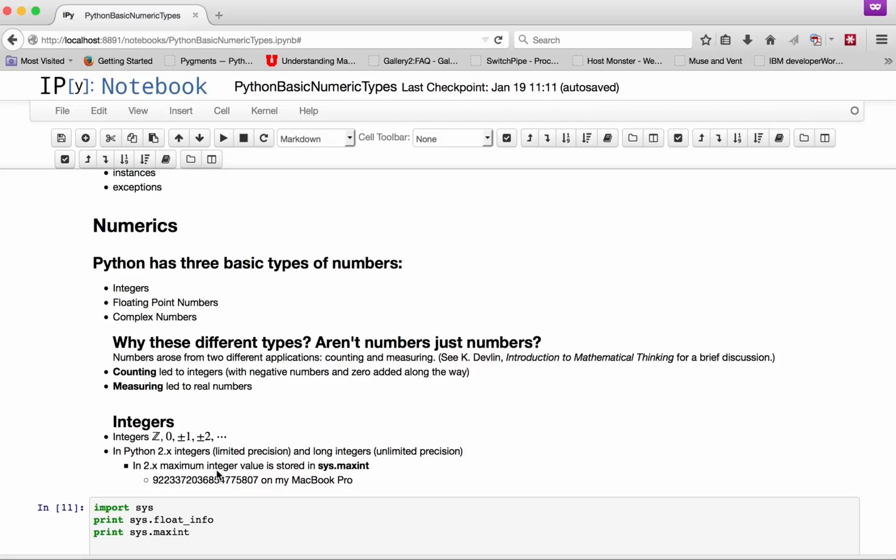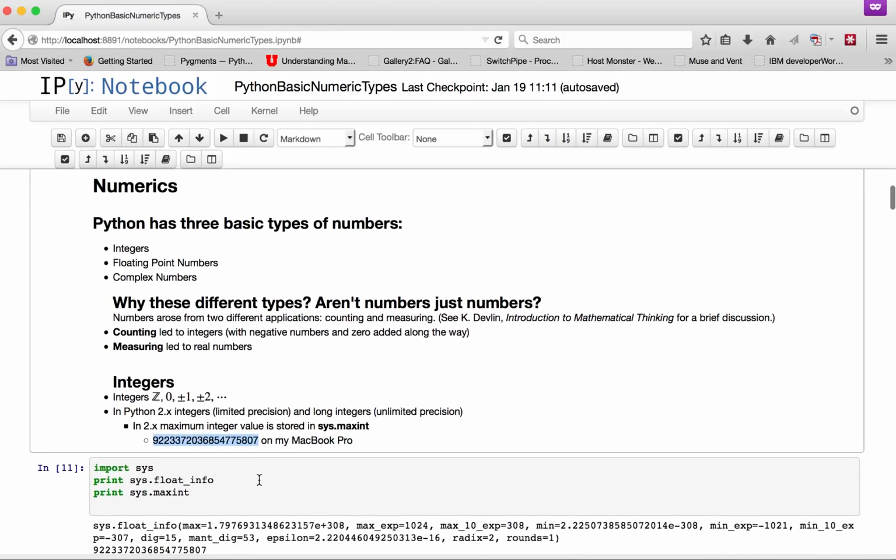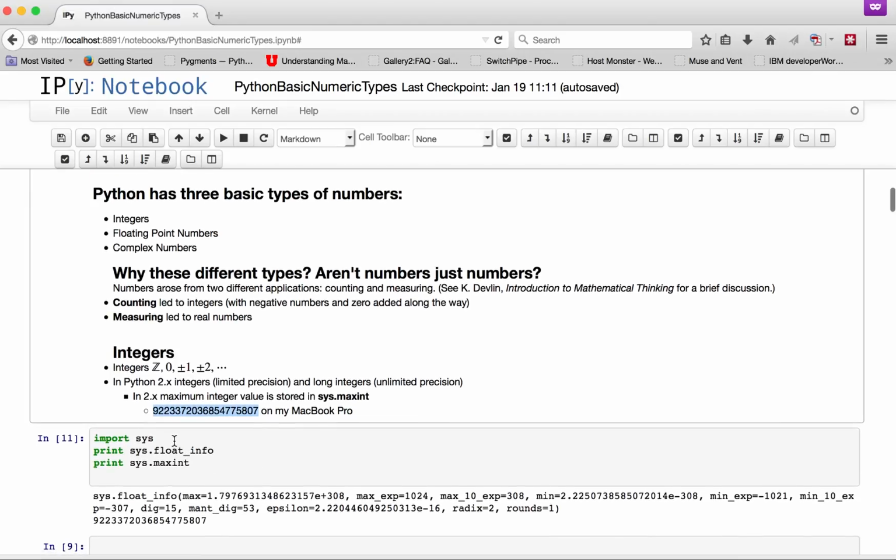The largest integer value that can be stored is a variable that's stored in the sys module, and it's called sys.maxint. And on my MacBook Pro, this is the largest integer that can be represented as a type integer on the computer. You can import sys and print it off. So I'm printing out information about the floating point numbers, which we'll talk about later, and the sys.maxint variable that I just mentioned.